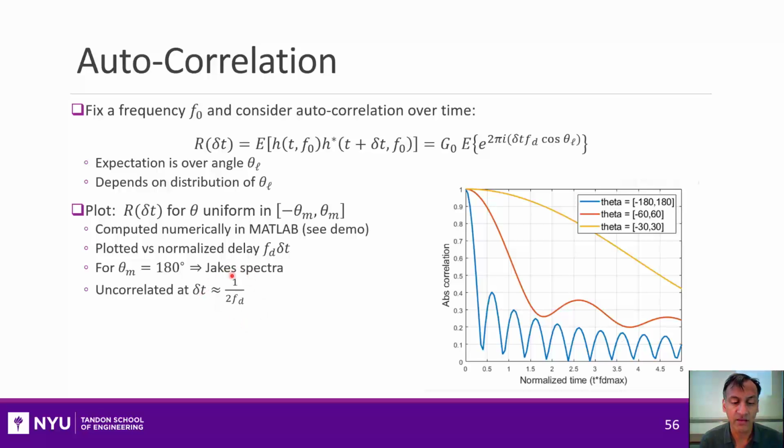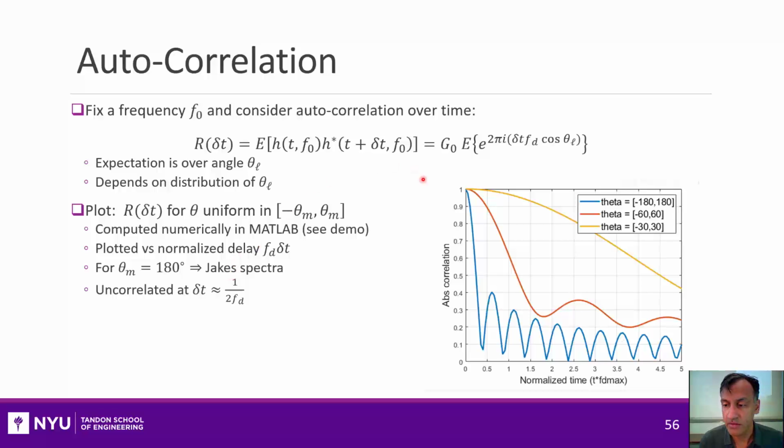And now we have a statistical way to think about coherence time in the following sense. When you're split up by about one coherence time, the two complex gains become independent. So what you know about the channel at time t0 will be independent of what you know about the channel at about t0 plus the coherence time.